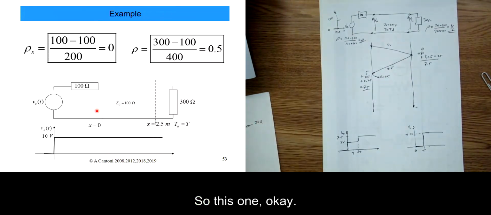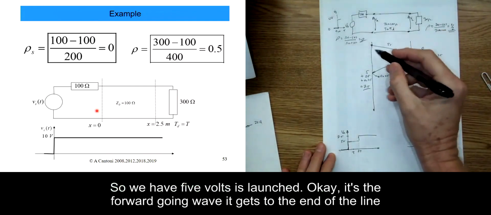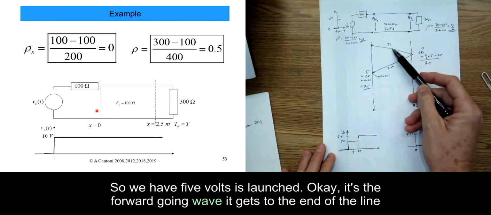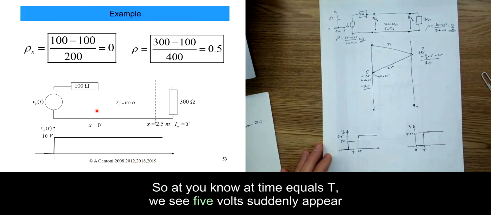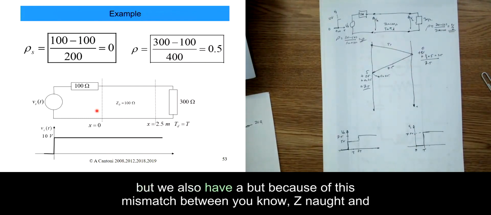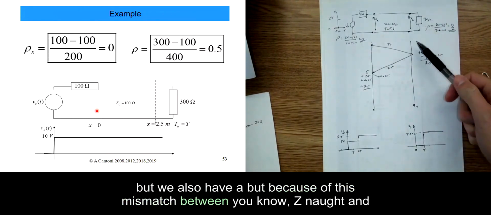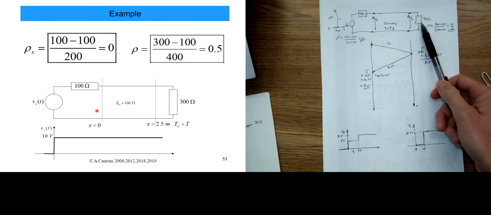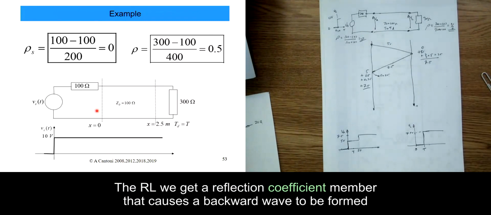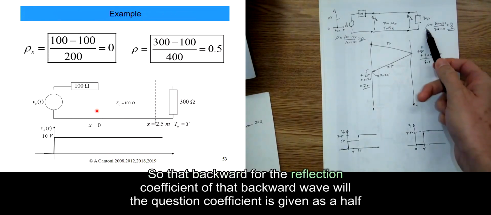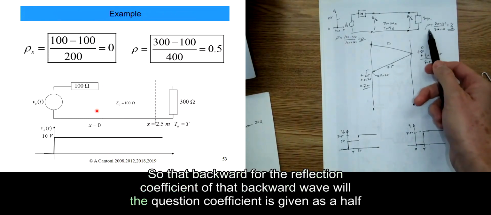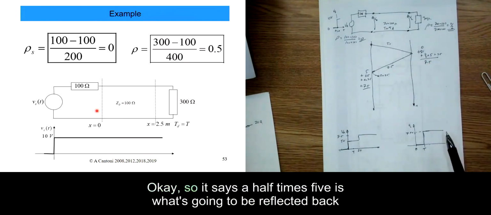Okay. So this one, we have 5 volts launched, the forward going wave. It gets to the end of the line. So at time equals T, we see 5 volts suddenly appear. But because of this mismatch between Z naught and RL, we get a reflection coefficient. Remember, that causes a backward wave to be formed, to account for this inconsistency. So the reflection coefficient of that backward wave is given as a half, okay? So a half times 5 is what's going to be reflected back.